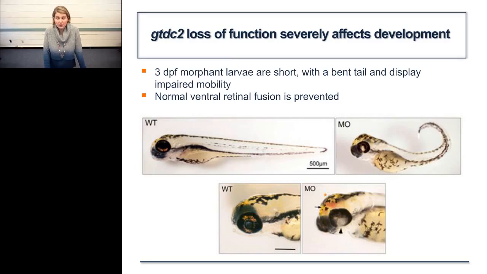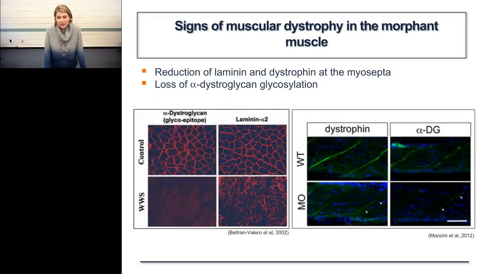The issue is, does this recapitulate what we see with the patients? First of all, we started by looking at the muscular dystrophy. The muscular dystrophy is one of the primary diagnostic criteria for this disorder, where you see loss of dystroglycan glycosylation. On the right here you see the human biopsy, with normal dystroglycan glycosylation and laminin alpha-2, and the loss of glycosylation and disruption in laminin.